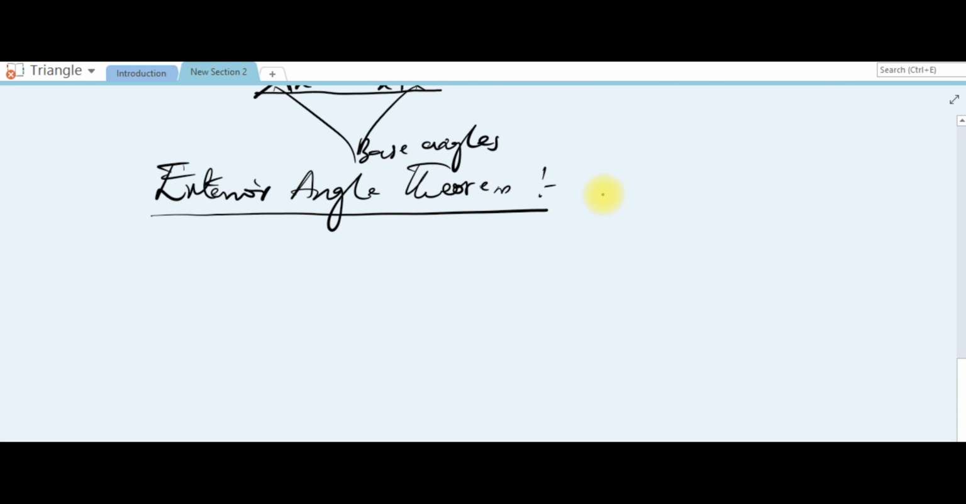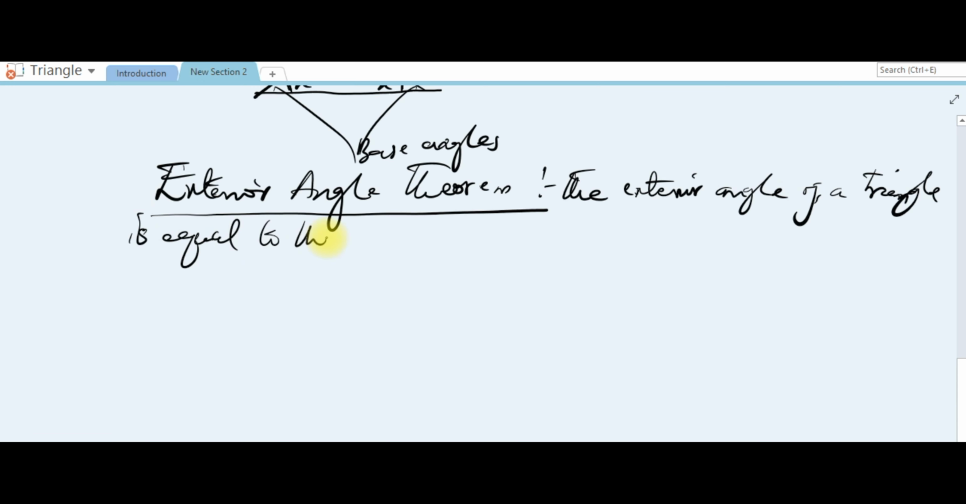So it states that the exterior angle of a triangle is equal to the sum of the remote interior angles. You'll be wondering, what is remote interior angle?